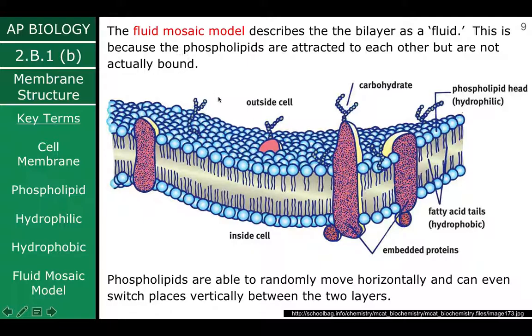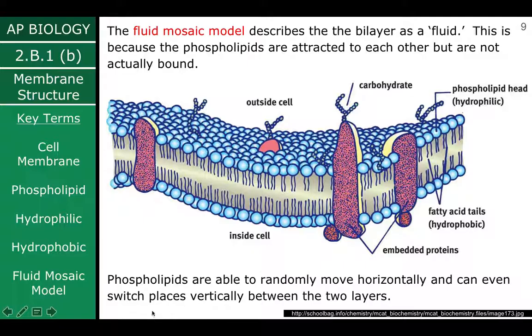The reason it's called mosaic is because if you look at it, it looks kind of like a mosaic. There's a ton of different pieces to it. It's actually rather pretty, but there's all sorts of different carbohydrates and enzymes and cholesterol. There's going to be a lot of different pieces here that I'll talk about in a minute, and that's why they gave it this name, the fluid mosaic model.